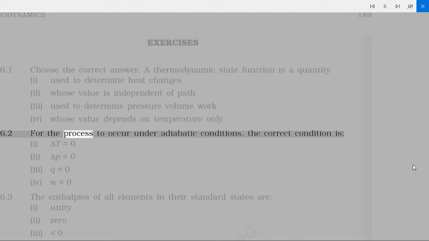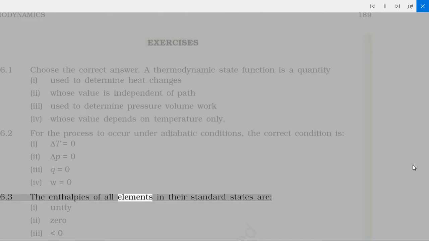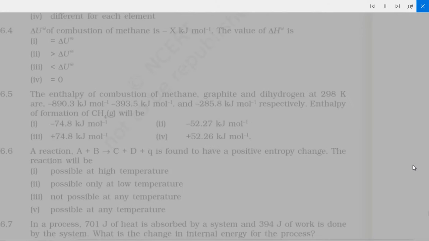6.2 For the process to occur under adiabatic conditions, the correct condition is: (1) ΔT = 0, (2) Δp = 0, (3) q = 0, (4) w = 0. 6.3 The enthalpies of all elements in their standard states are: (1) unity, (2) 0, (3) < 0, (4) different for each element.